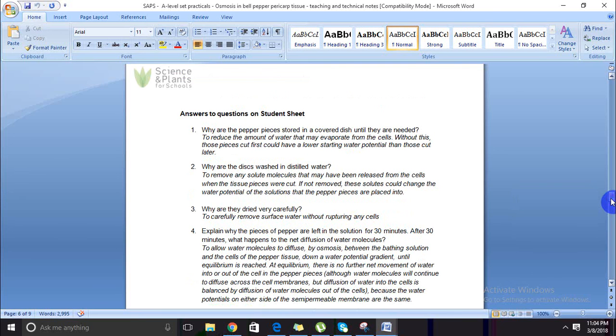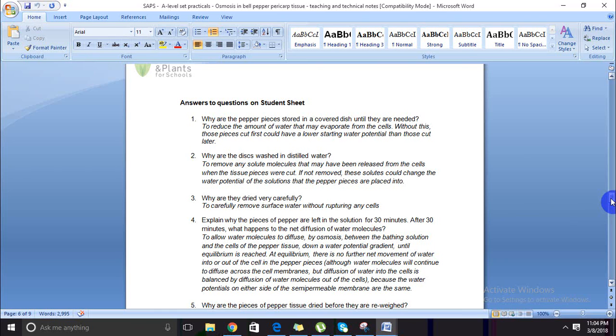Why are the pepper pieces stored in a covered dish until they are needed? To reduce the amount of water that may evaporate from the cells. Without this, those pieces cut first could have a lower starting water potential than those cut later. This is important. They could give you something of the sort. They might ask you why they put a particular specimen of cells whose water potential you were investigating in water before using it. This will be your answer then.